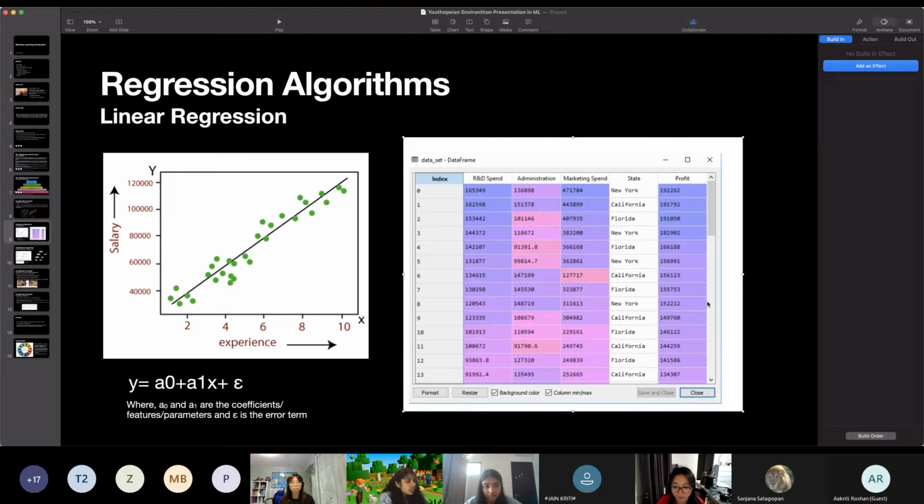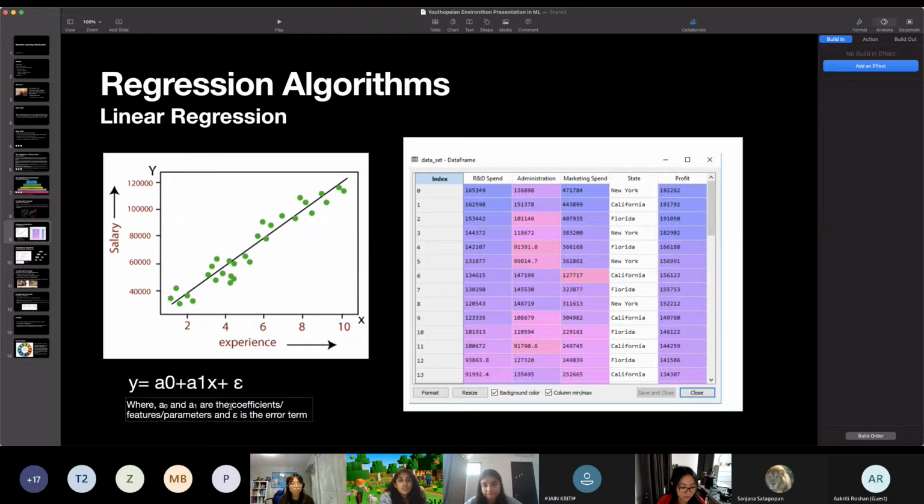For example, if you want to calculate profits, there are several variables that can affect the profit, such as the R&D spend, administration spend, and state, and we can also plot a regression formula for the profit. Y equals some weight times this variable, plus some weight times this one, plus some weight times this one. So this is the most common regression algorithm. When you are given the x and the y, the machine can learn the underlying parameters, like what is A0, what is A1, etc.